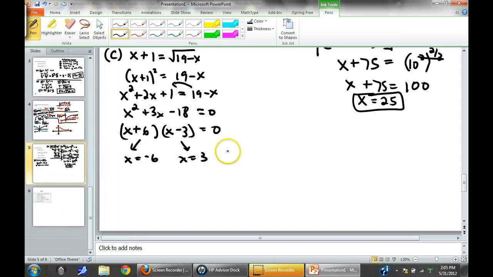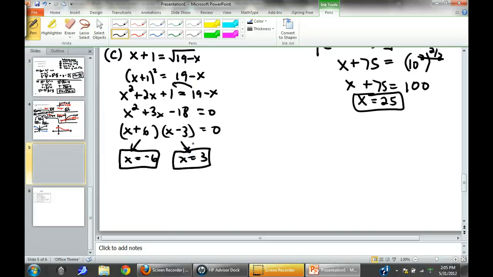You have to make sure that both of them are allowed. If we put a negative 6 in, it's okay. It doesn't give us a negative underneath the square root. And we put a 3 in, that's okay. It doesn't give us a negative under the square root. Doing great. Okay, last one.